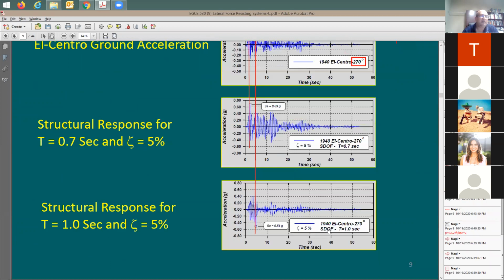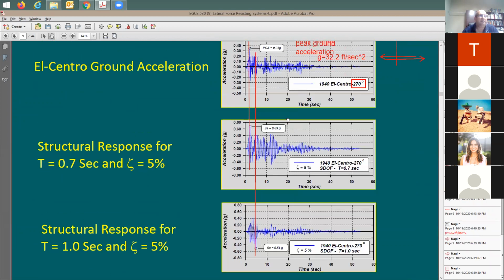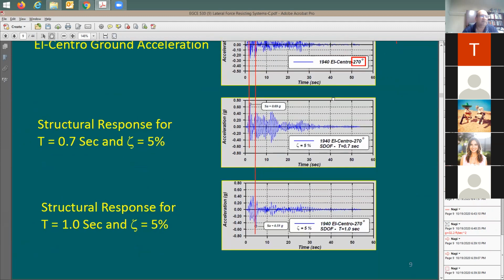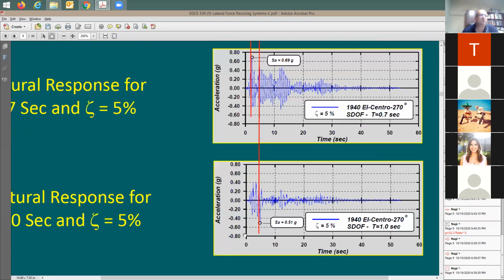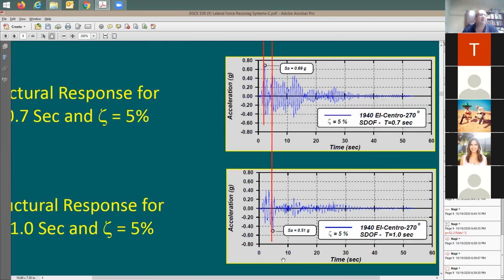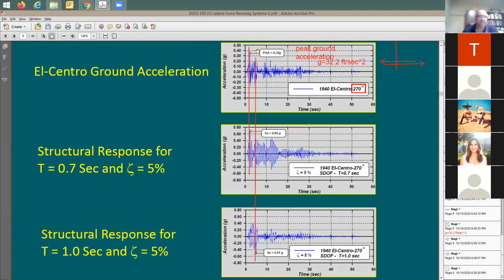When I go here to the same ground acceleration, the 0.35 for El Centro, and I change the natural period to 1 second, the building performance was completely different. The maximum acceleration of the building itself dropped down to 0.5 G, so almost 0.5. And it happened in the other direction, not really in the same direction as the peak ground acceleration.